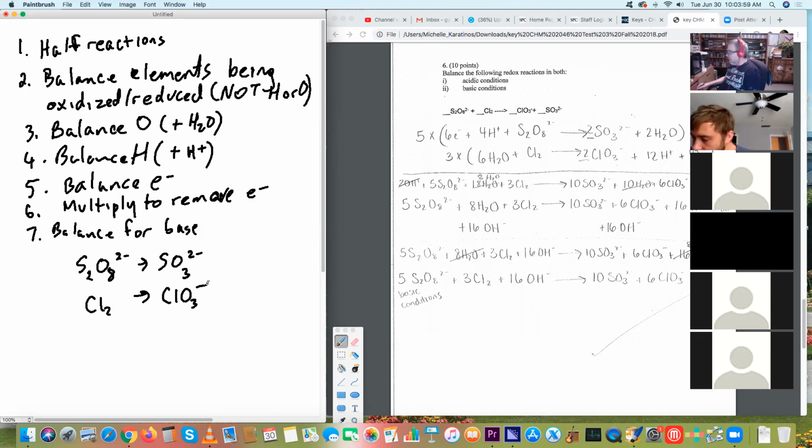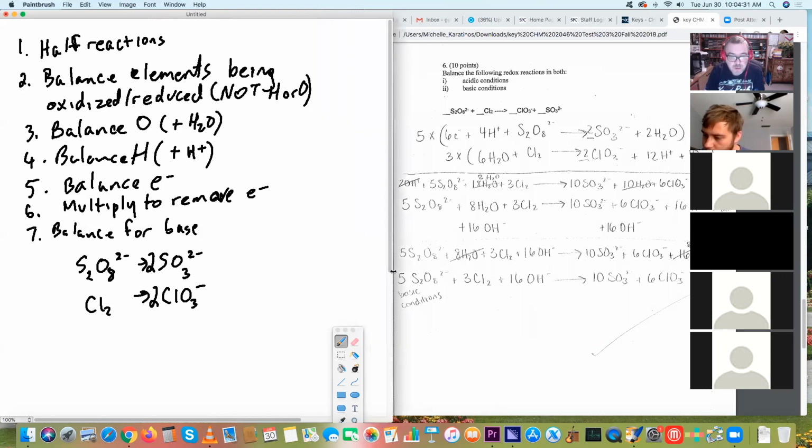The next thing we do is we balance the elements being oxidized or reduced. In this case, it's sulfur and chlorine. And those are usually not hydrogen or oxygen. So it's usually pretty easy to tell what's being oxidized or reduced here. So the way I would balance that is to put a 2 in front of here. And I had to balance this one as well, put a 2 in front of here. So I'll stop there for a second. Does anybody have any questions about what I've done so far? Let's have a little more room here. Okay. So the next thing, sorry.